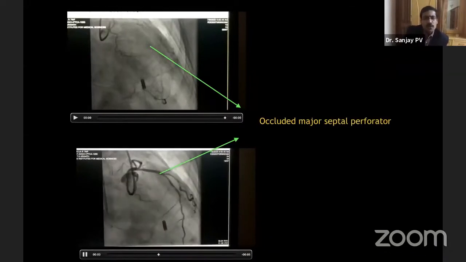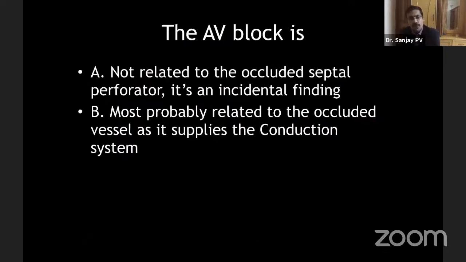So now my question is, the AV block, okay, is not related to the occluded septal perforator. It's just an incidental finding. Number B, it's most probably related to the occluded vessel as it supplies the conduction system. So I'd like a poll on this. So this is the last question. So I think all of you can relax and answer this. The poll is going on.